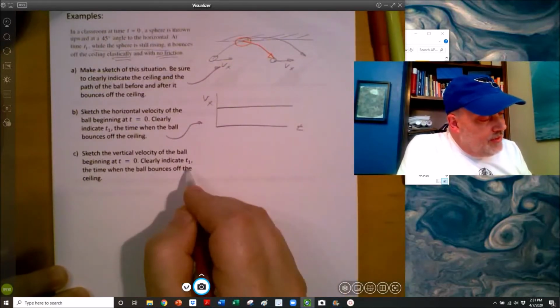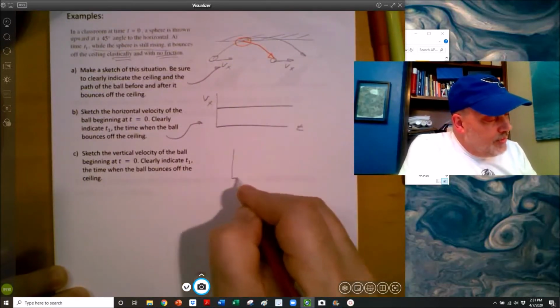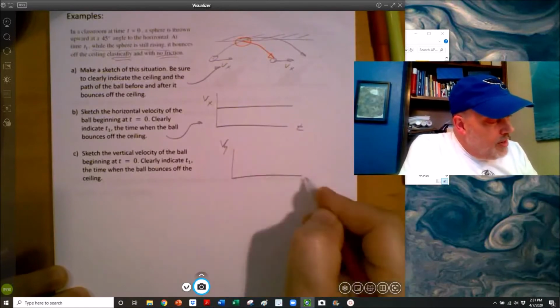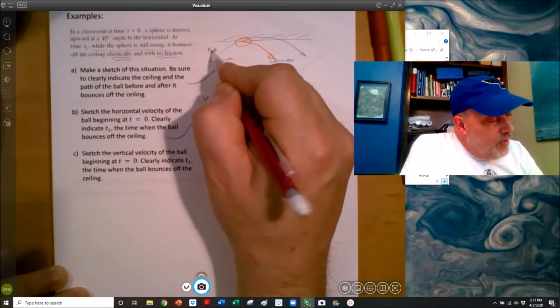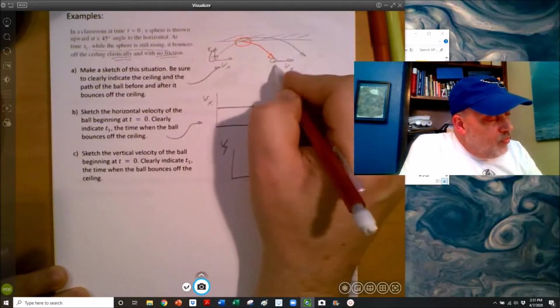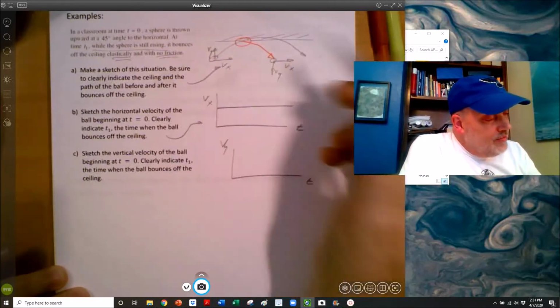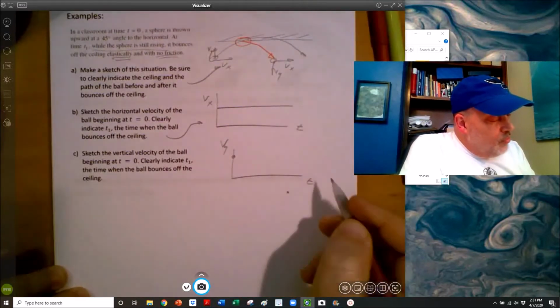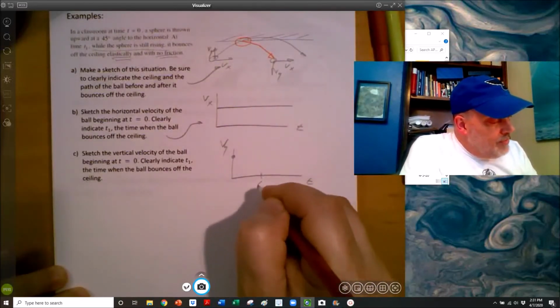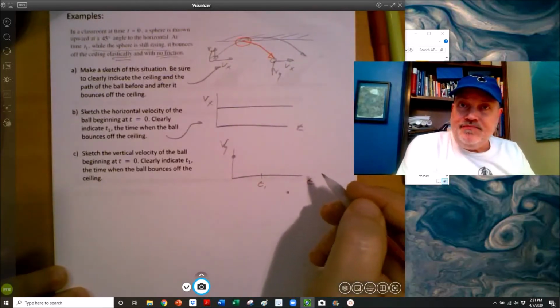And part C says, well, what does the vertical velocity of the ball look like? And here's Vy versus t. So the ball initially starts with a y velocity up, and it ends with a y velocity down, and these two should be the same. So there should be one here, and there should be one over here. And here is the time t1 where it hits.